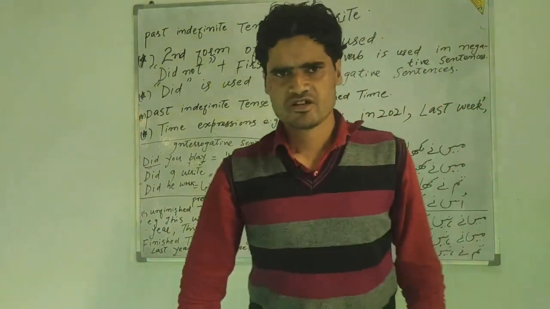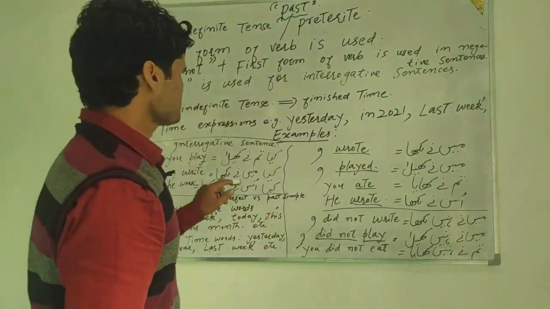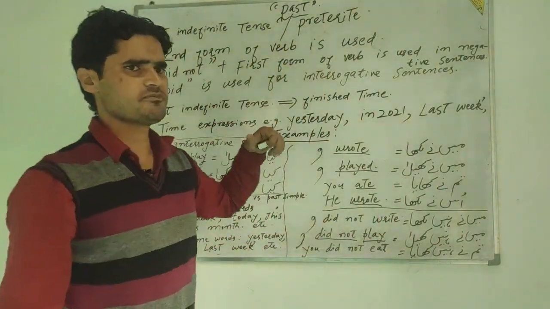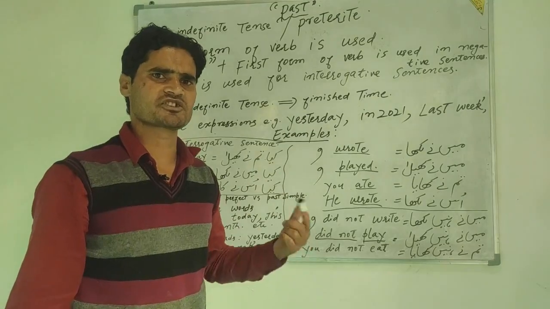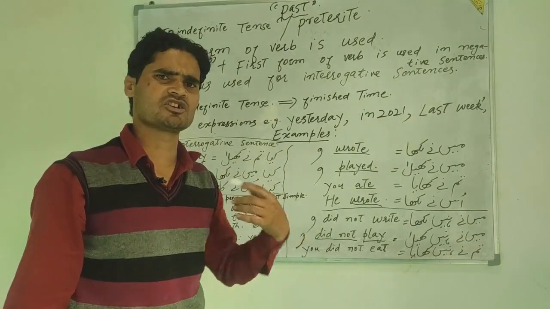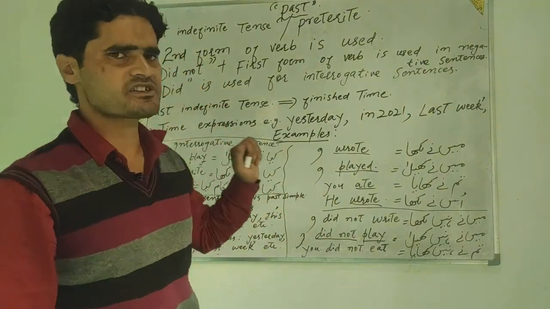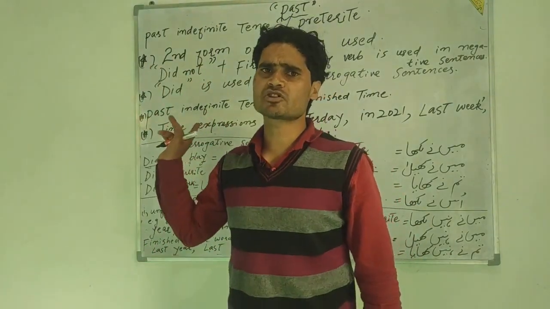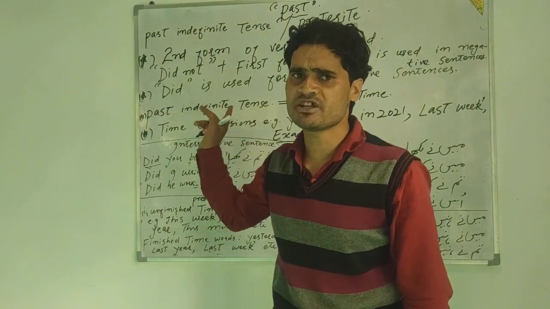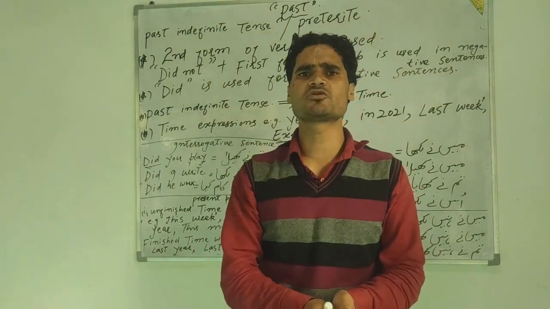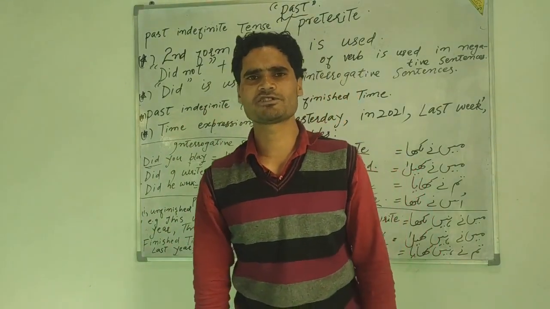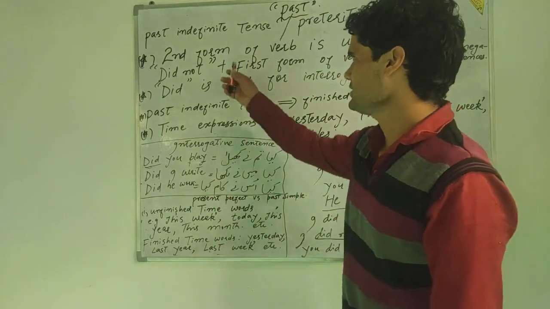Now, the question arises: if this tense refers to any event or action that has been completed, that has gone by, that has passed by, then the present perfect tense also carries the same connotation, the same meaning. Then what is the difference between the two tenses? Now I will make it clear to you.